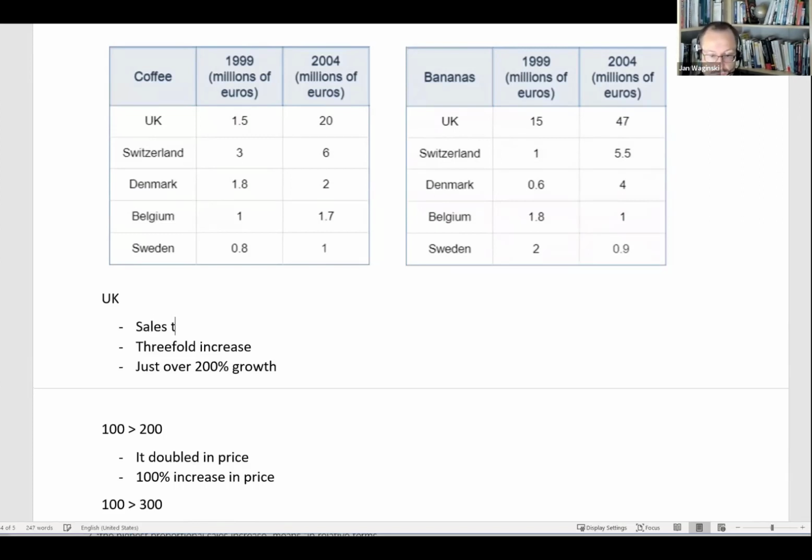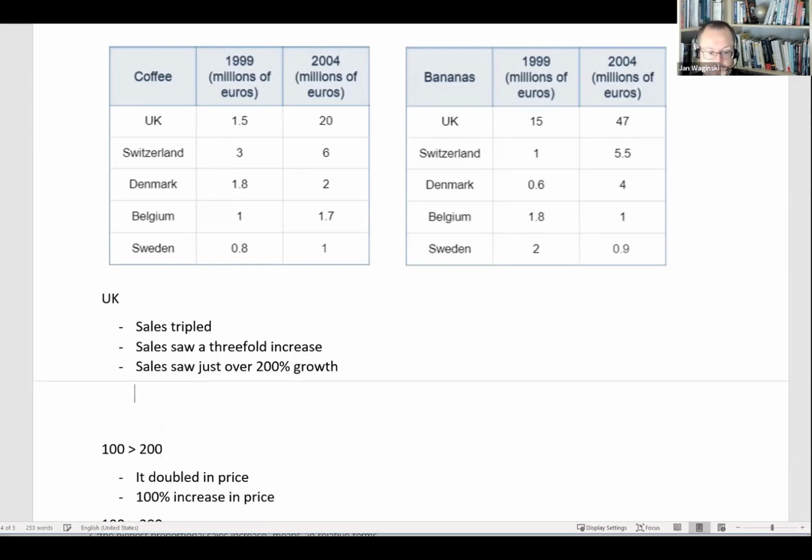Sales tripled. Sales saw a threefold increase. Sales saw just over 200% growth. And don't ever say a growth. Okay? A growth means a tumor. That's cancer. You just say growth.